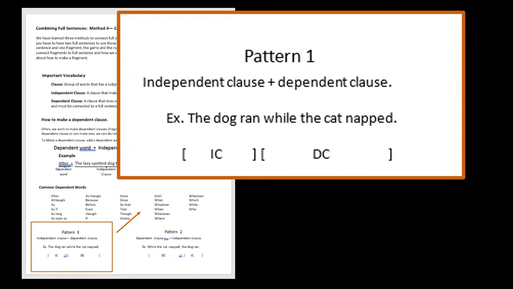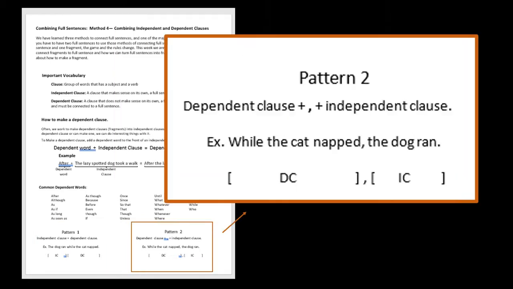That's my independent clause. And then I'm just sticking the dependent clause onto the back, while the cat napped. And so you'll notice that while is in the middle. While is the dependent word I added to the cat napped to break it. So pattern two is actually exactly reversed. You hook the dependent clause or the fragment onto the front.